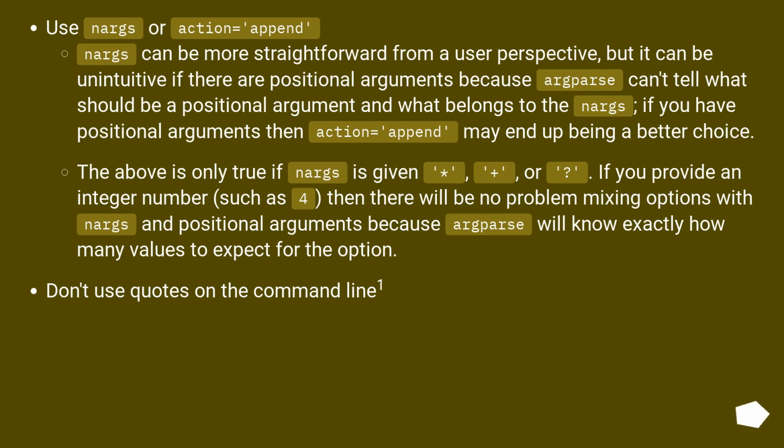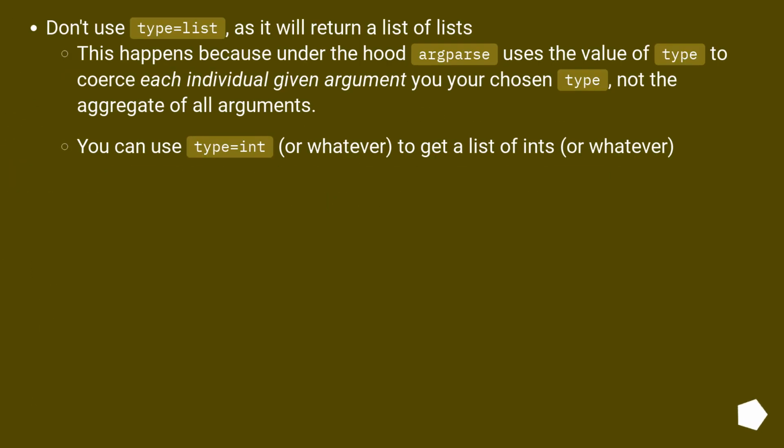Don't use quotes on the command line. Don't use type equals list, as it will return a list of lists. This happens because under the hood argparse uses the value of type to coerce each individual given argument to your chosen type, not the aggregate of all arguments. You can use type equals int, or whatever, to get a list of ints, or whatever.